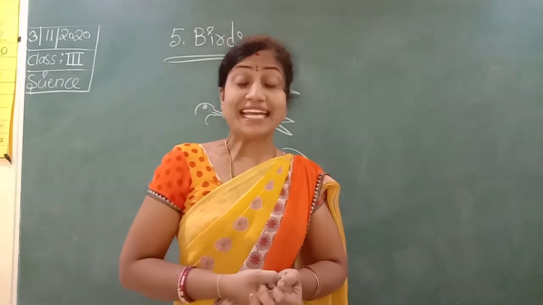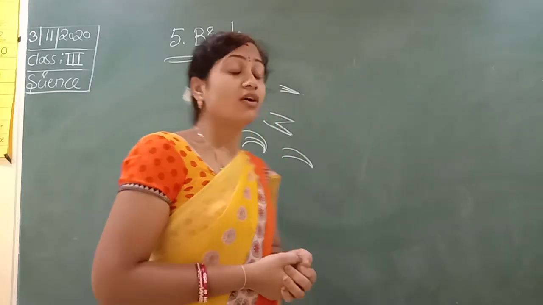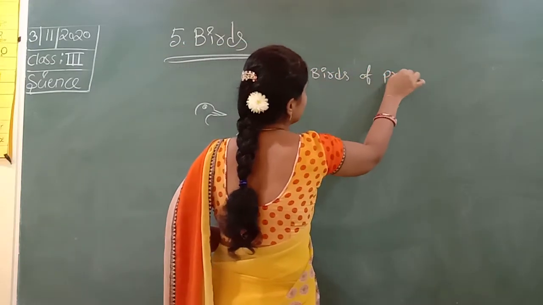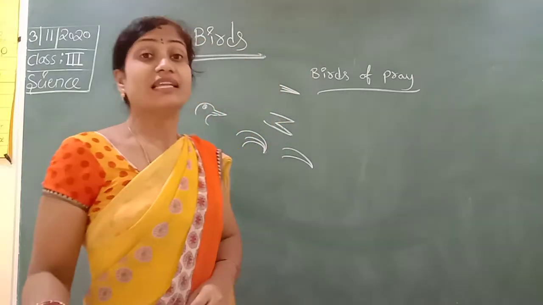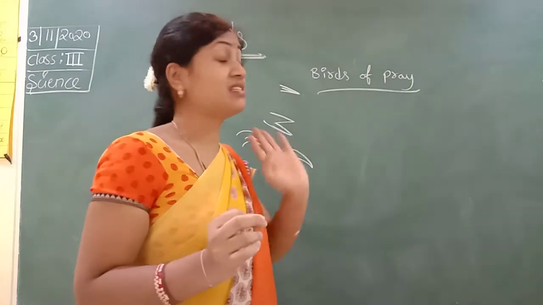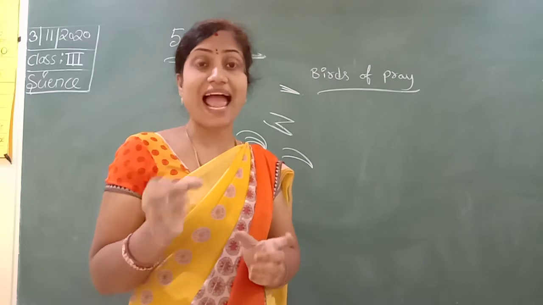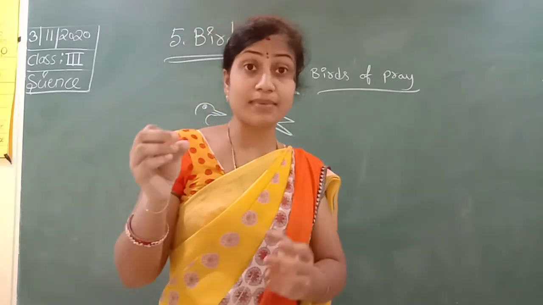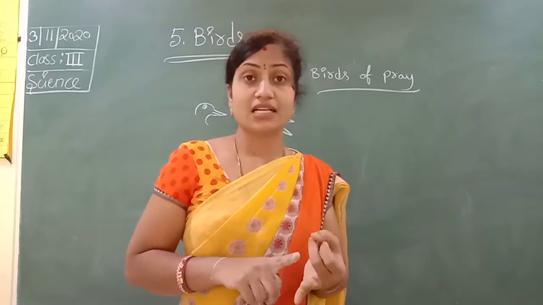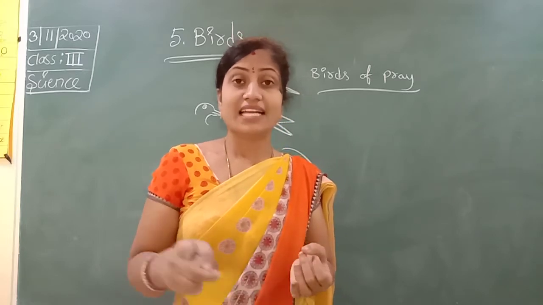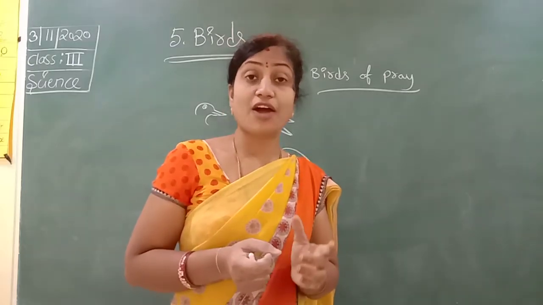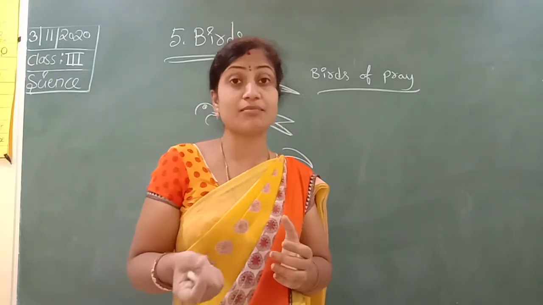Some birds are birds of prey. So what are birds of prey? Birds of prey means they hunt and eat other animals. Some birds hunt very small animals like mice, rats, frogs, snakes, very small animals. So they hunt and eat the food of those animals.